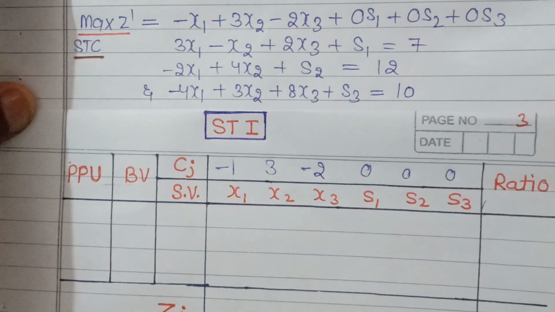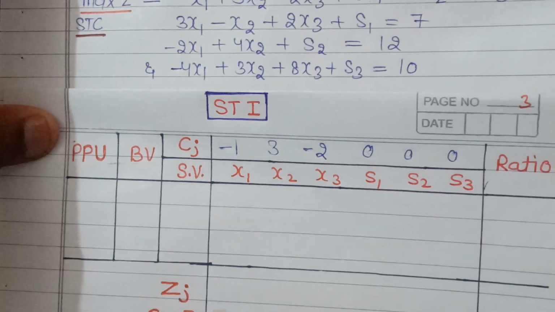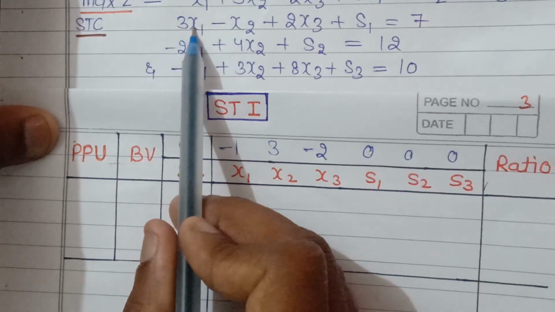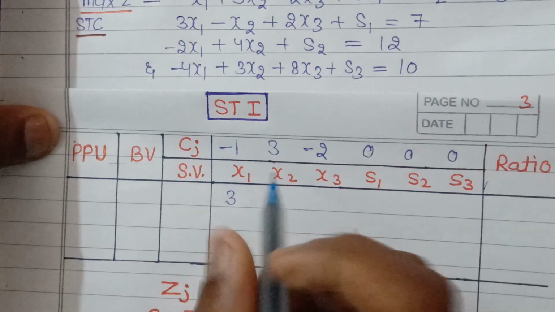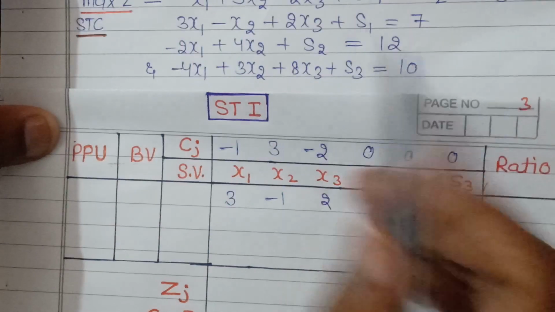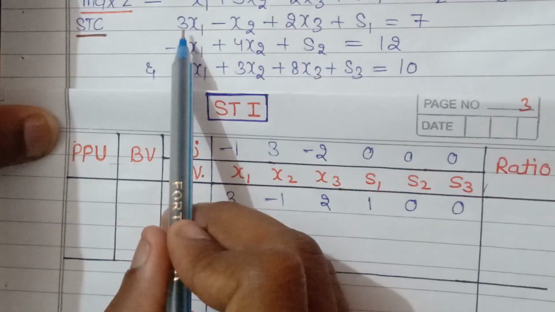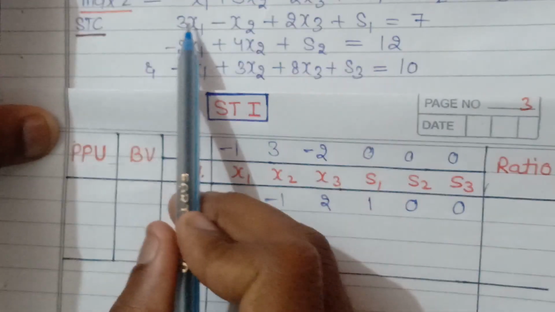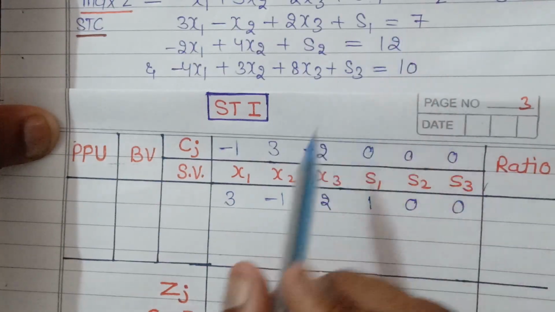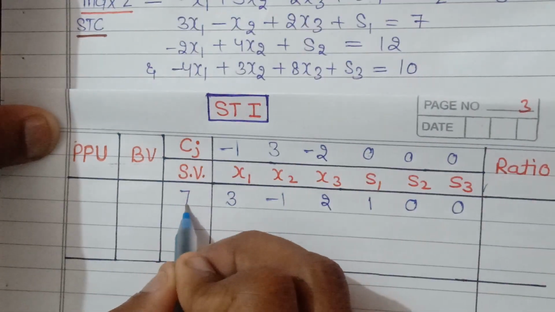Now we will plot the values of the constraint equations below these different variables. This is the first constraint equation. Here the coefficient of x1 is 3, coefficient of x2 is minus 1, coefficient of x3 is 2, coefficient of s1 is 1, and there are no s2 and s3. Now if you put the values of x1, x2 and x3 as 0, then the initial feasible solution for this equation will come out to be 7. So writing this here, 7.